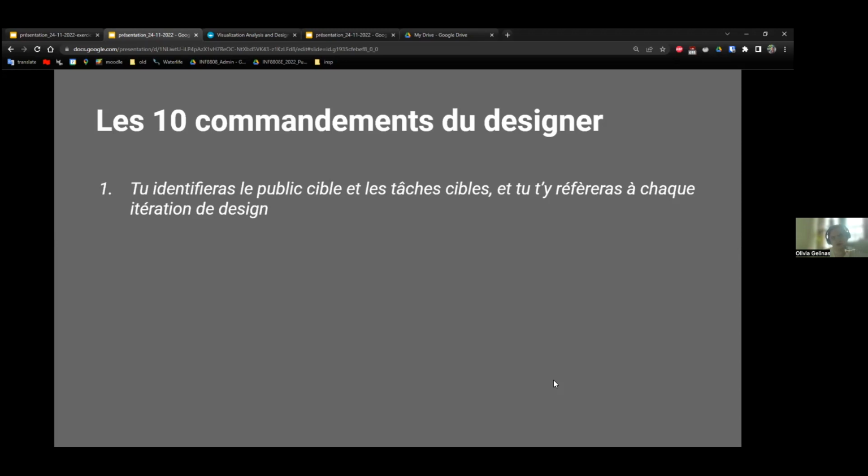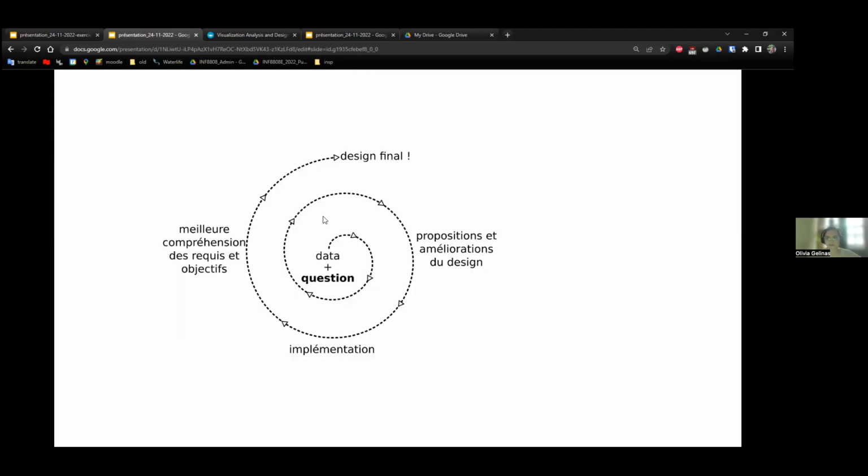And then this consists of the first commandment of the designer. So this is: thou shall identify the target public and the targets. And it could look a little bit like this, the process for the design. So it's kind of a spiral, but a spiral that is always around the data and a whole issue. So where we're going to make some proposals and improvements of the design, implementation, a better understanding, and then we're going to be able to go around these four different points in order to be able to come to a simple conclusion.